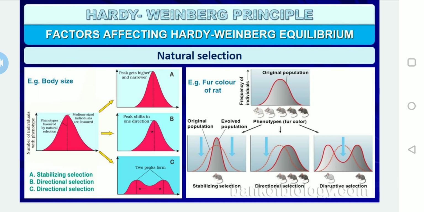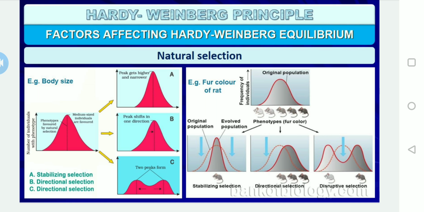So if you take an example with respect to body size: in stabilizing selection, the peak gets higher and narrower. In case of B, directional selection, the peak shifts in one direction. In C, the disruptive selection, what happens? There are two peaks formed, isn't it? This is how, by taking body size, we can also explain natural selection.